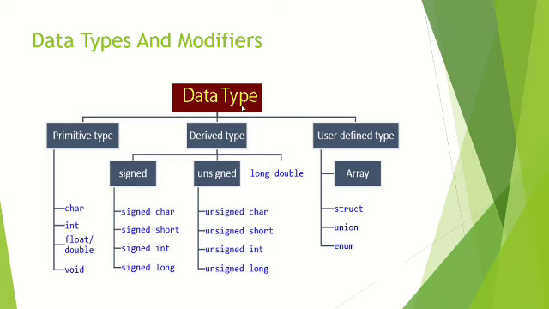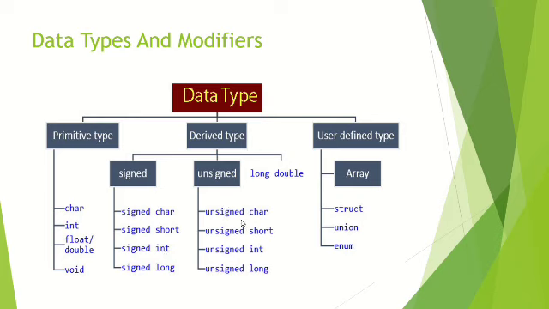In the C programming language, data types can be classified into three types: primitive data type, derived data type, and user-defined data type. The primitive data types consist of character, integer, float, double, and void. Derived data types are again classified into three types: signed, unsigned, and long double. Signed derived data types are signed character, signed short, signed integer, and signed long.